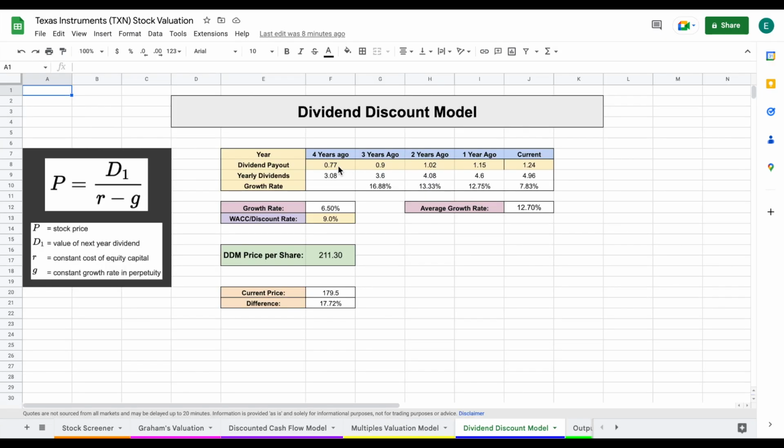We can see exactly right here, I've plugged in the historical dividend payouts for Texas Instruments, and it's had a pretty good growth rate over the past few years: 16.8%, 13.3%, 12.75%, and 7.83%, which gives it an average growth rate of 12.7%. Now moving forward, I'm projecting a growth rate of 6.5%. That's pretty high when you consider it's for the lifespan of this company. I'm applying a discount rate of 9%, which gives us a dividend discount model price per share of $211.